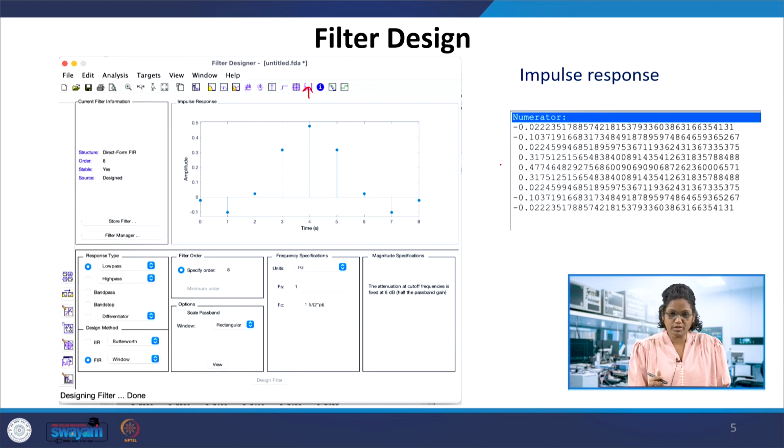So when we convolve it with the impulse input and the coefficient, you will get the impulse response same as the filter coefficient. So that's why this impulse response is nothing but the filter coefficient. So you can see the midpoint symmetric one, h of 4, which is over here 0.47. So this is obtained by just clicking over here in the FDA.